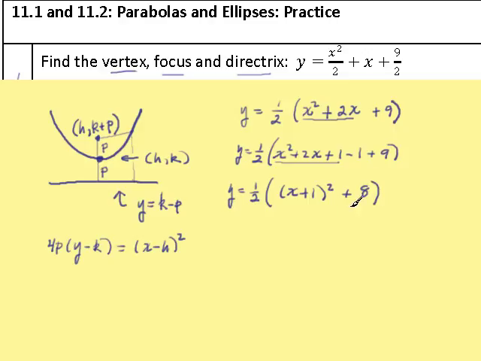We're getting closer to this form. Let's now multiply through by 1/2. Eight times 1/2 is 4. Subtract 4 from both sides. And finally multiply both sides by 2, and we'll be there.